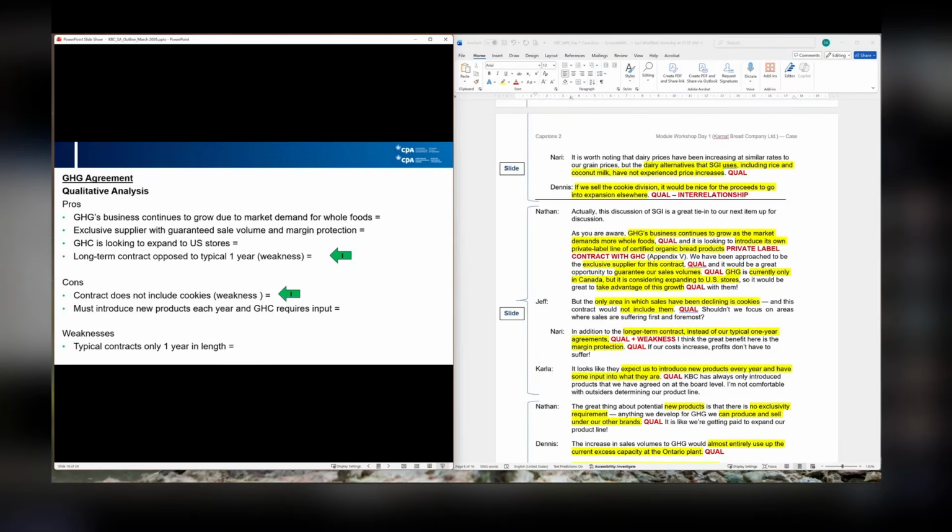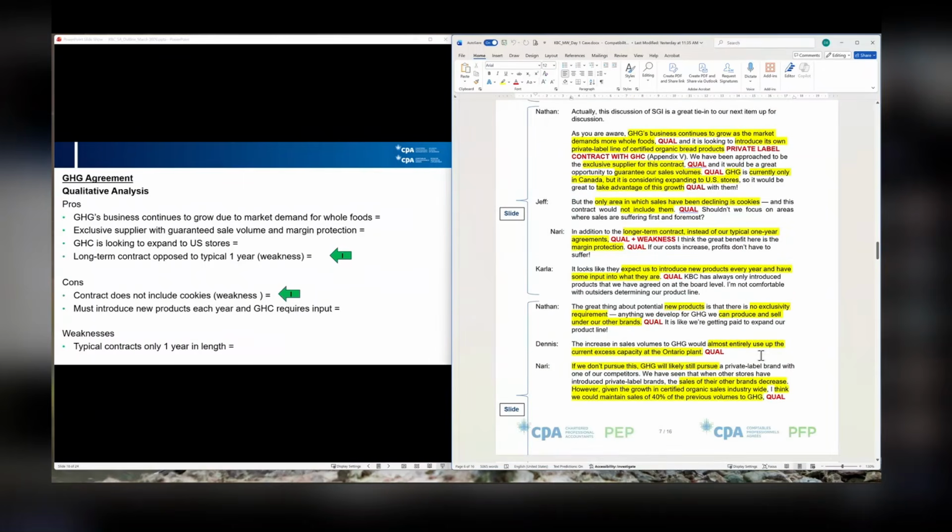When it comes to the cons, well, the contract does not include the cookies. So that's not going to mitigate the weakness that the cookie sales are declining. They must introduce new products each year, and GHC requires input. So again, I'm extracting the relevant case facts and I'm including the equal sign so that I know to go back and include the why and the impact. So I'm not done my qualitative analysis, but I've got a good start.